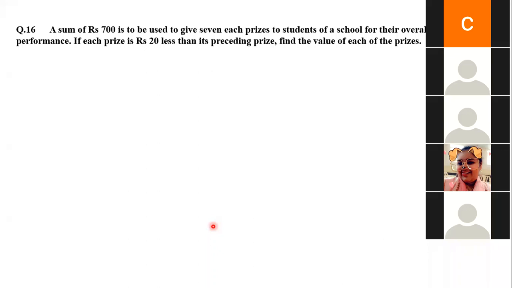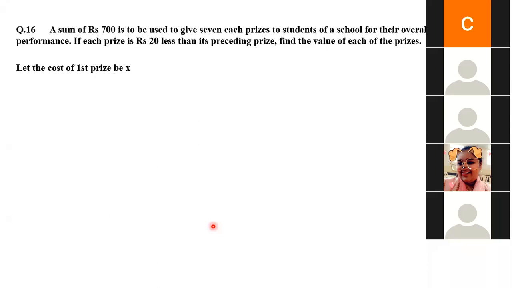16th one. A sum of rupees 700 is to be used to give 7 cash prizes to students of a school for their overall academic performance. If each prize is rupees 20 less than its preceding prize, find the value of each of the prizes.